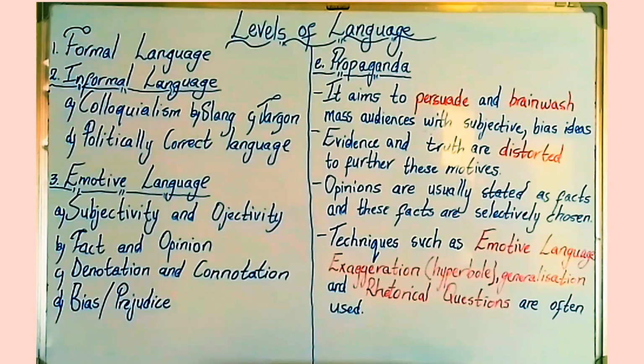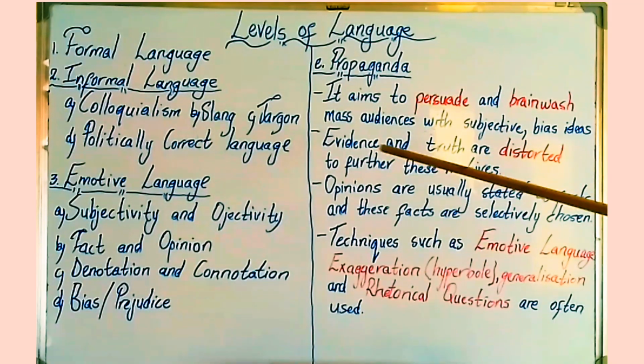So here are the characteristics of propaganda. It aims to persuade and brainwash mass audiences with subjective bias ideas. So basically, it's when a person persuades masses, an audience of people, by brainwashing them with bias ideas, ideas that are not truth but are opinions.